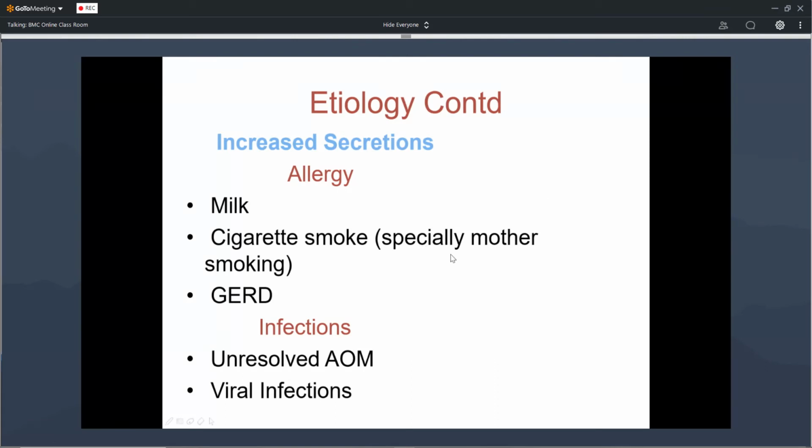The next etiology is infections. Just now I told you about unresolved acute otitis media, acute suppurative otitis media. Because of inadequate treatment for acute suppurative otitis media, the infection will subside but fluid may remain in the middle ear cavity. And viral infections. So eustachian tubal dysfunction, increased secretions in the middle ear cavity, repeated infections and unresolved acute suppurative otitis media are the etiology for non-suppurative otitis media or serous otitis media.